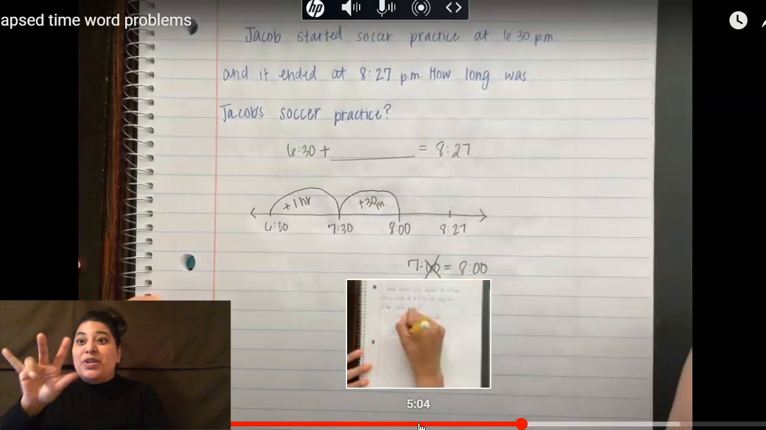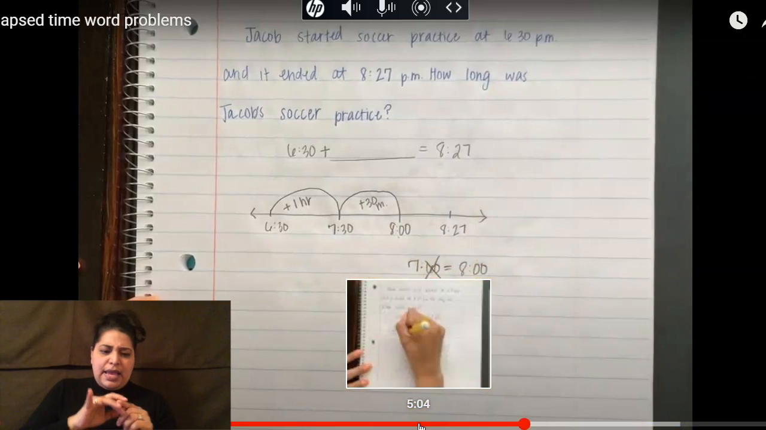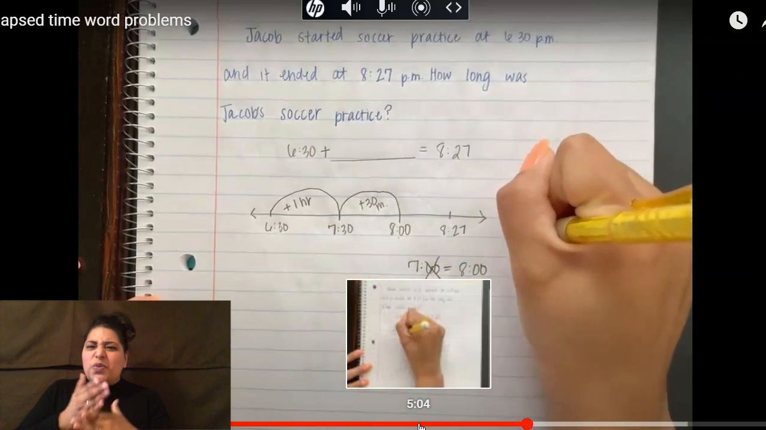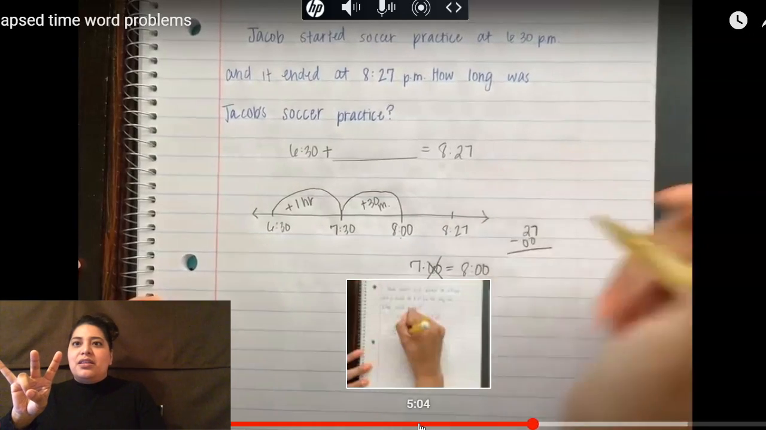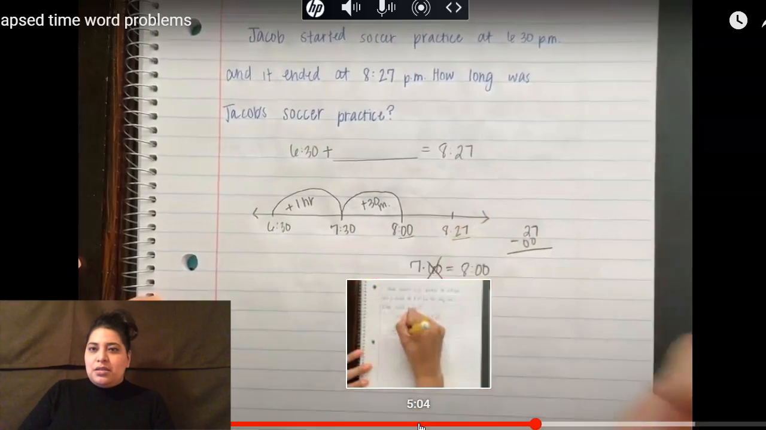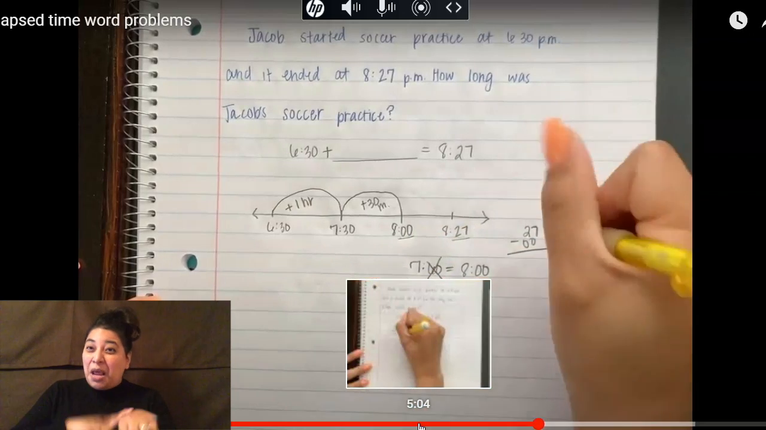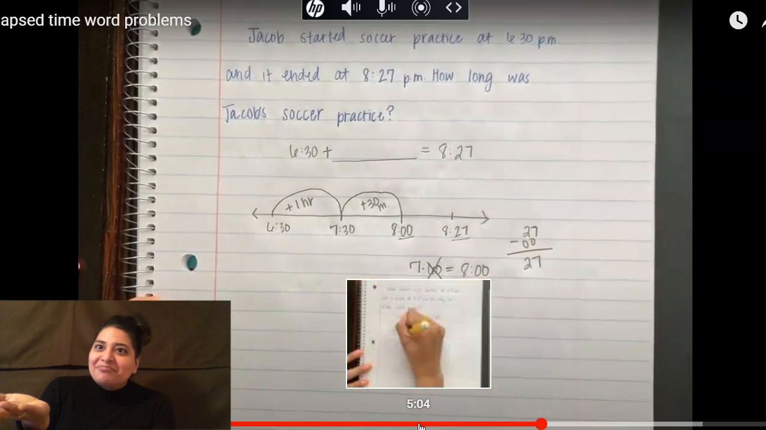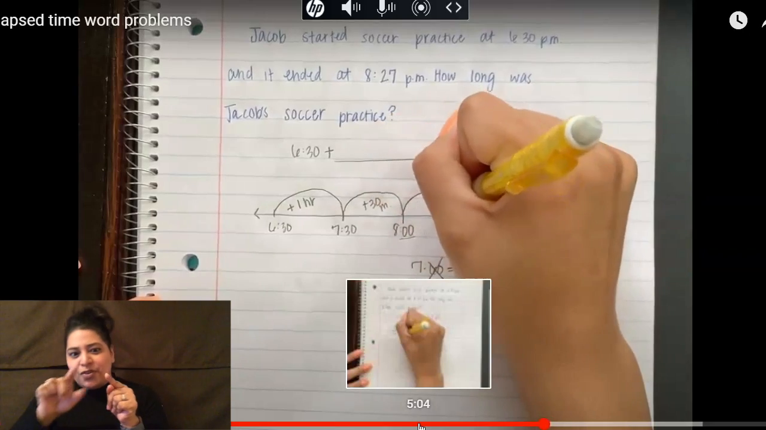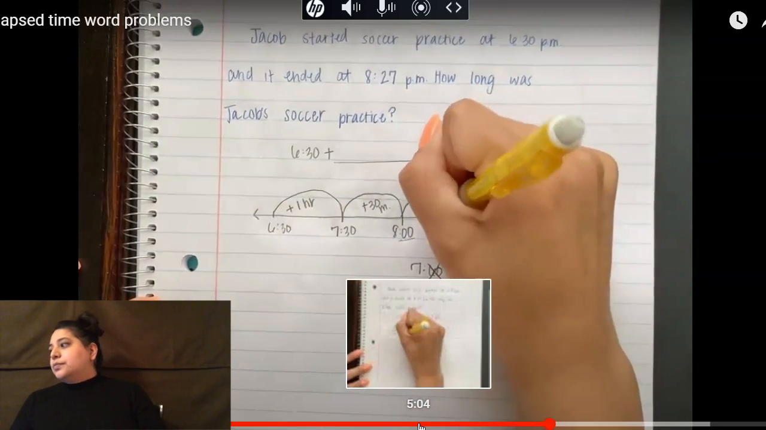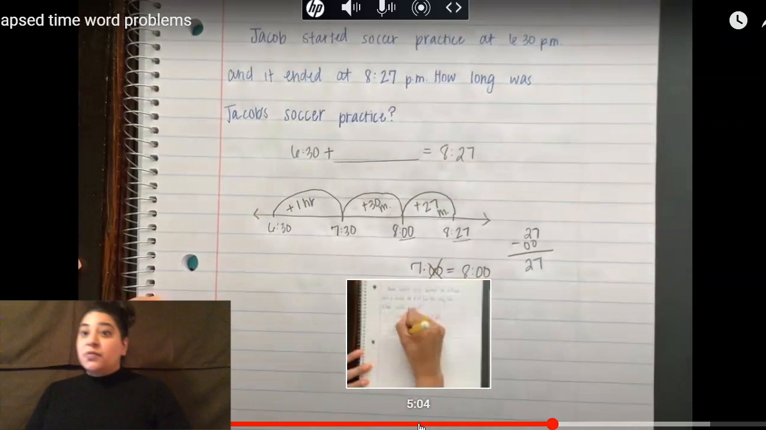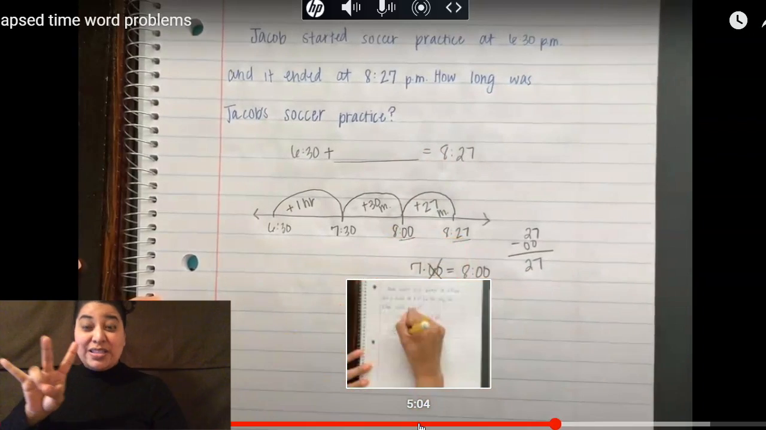Well, look at your problem. You have 8 o'clock and 8:27. What's the difference? If you take the 27 minutes at your end time and subtract, if you take this time and subtract that time, those minutes, you're gonna get 27. So let's just do a jump of 27 minutes. Forgot to label that. Your end time is going to be 8:27.